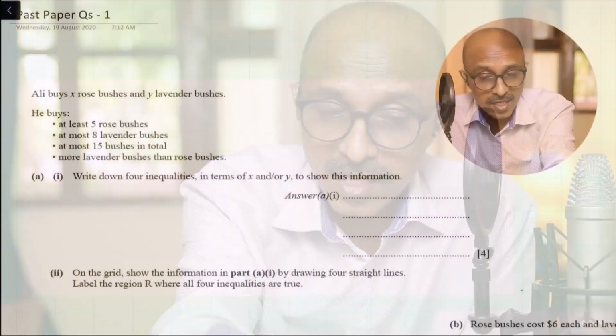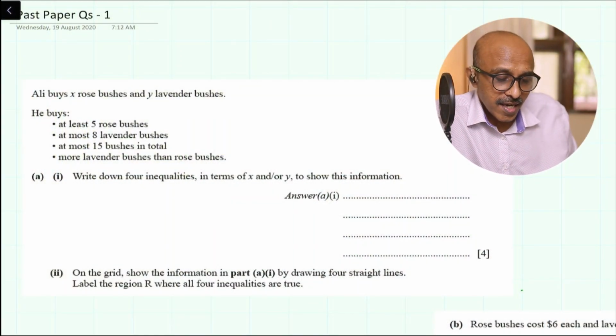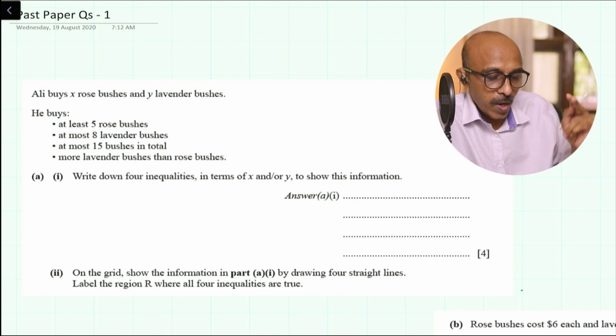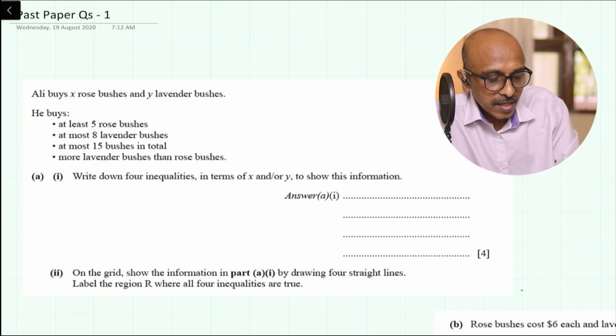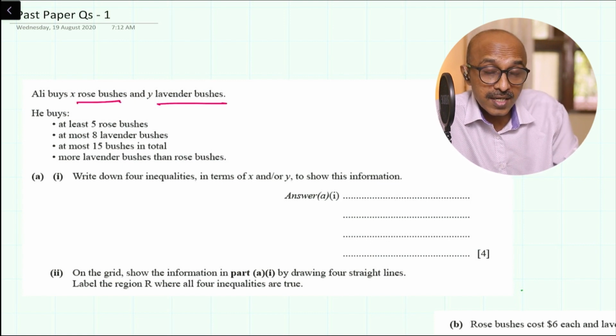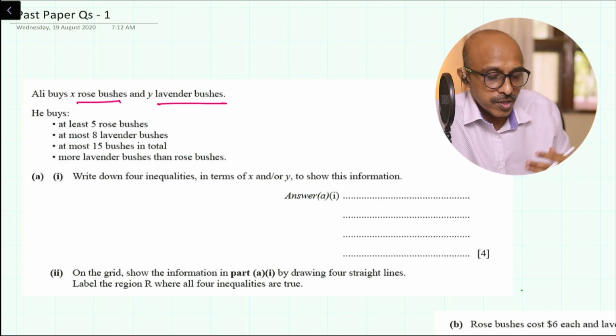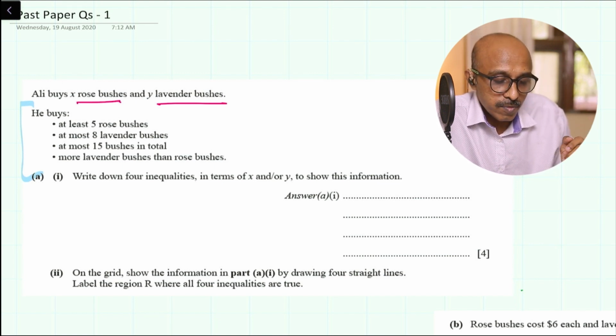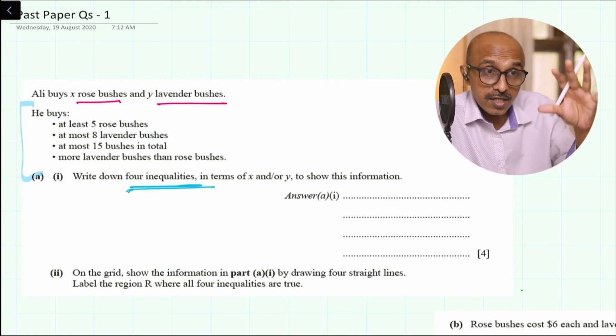I'm just going to assume that all of us know some of the basic ideas of formulating inequalities, so we'll jump straight into a question like this, where it says Ali buys X rose bushes and Y lavender bushes. So it clearly means that X and Y denote natural numbers, the number of rose bushes and the number of lavender bushes. The question goes on to say that he buys at least 5 rose bushes, at most 8 lavender bushes, at most 15 bushes in total, and more lavender bushes than rose bushes. And we have to write down the 4 inequalities that represent this information.